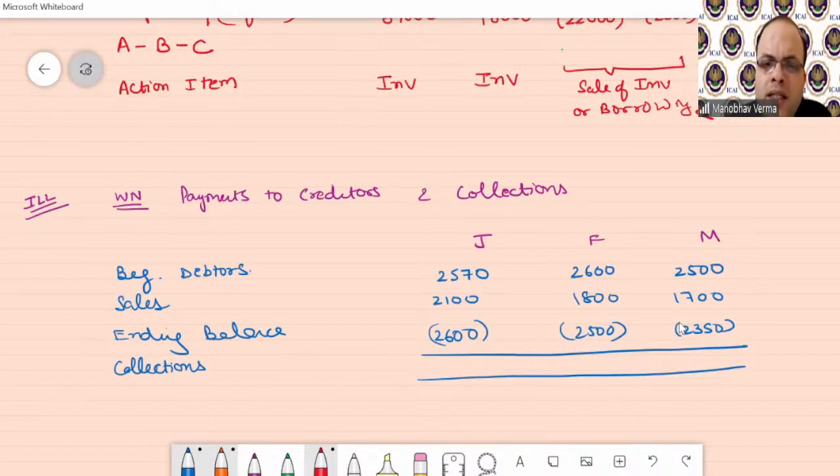So what's the collection we're talking about? 2070 and 1900 here and 1850, guys. Guys, can we double check, please? Everyone is with me here. Can we double check this, please?